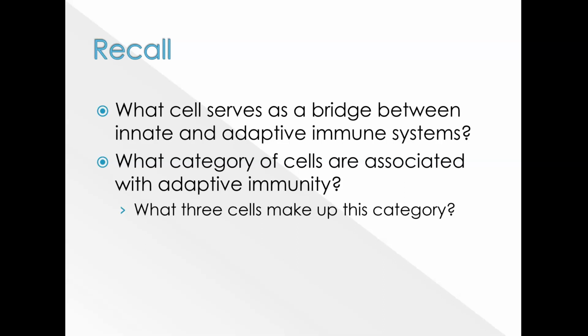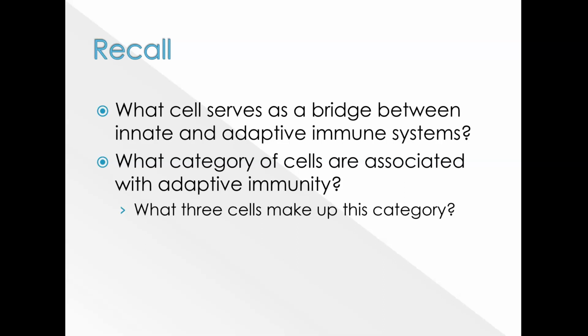If you recall, we also had a big flow chart of all the different cells of our immune system, and I want to point out that there's only a very specific subset of our cells that are associated with adaptive immunity, and they're called lymphoid cells. There were three cells that make up this category: B cells and T cells, and the one that doesn't belong, natural killer cells, NK cells.